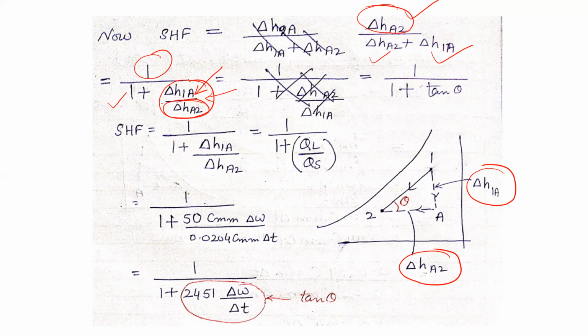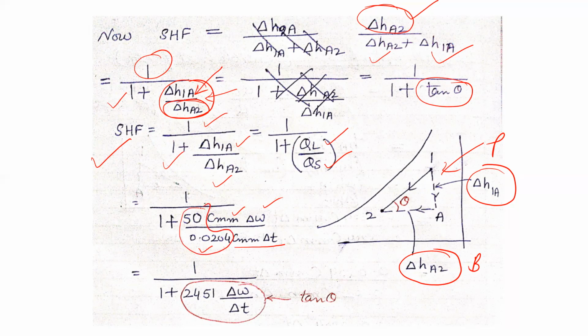So this particular value is tangent theta. Here it is written as tangent theta because this is the perpendicular and this is the base. So perpendicular by base is tangent theta. So sensible heat factor is equal to 1 over 1 plus delta H1A by delta HA to 2, where delta H1A is latent heat and delta HA to 2 is sensible heat. Now we can put their values, which is 50 cmm delta W for latent heat, and sensible heat is 0.0204 cmm delta T. When we divide these two values, we get 2451, and cmm and cmm cancel out, and we are left with delta W by delta T, and this total value is once again tangent theta.